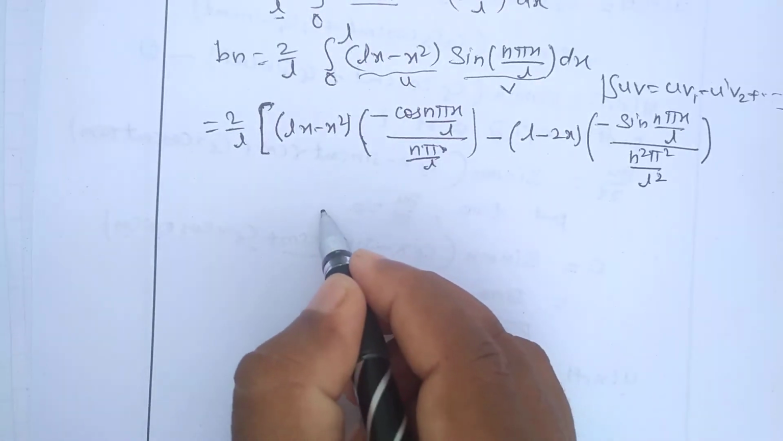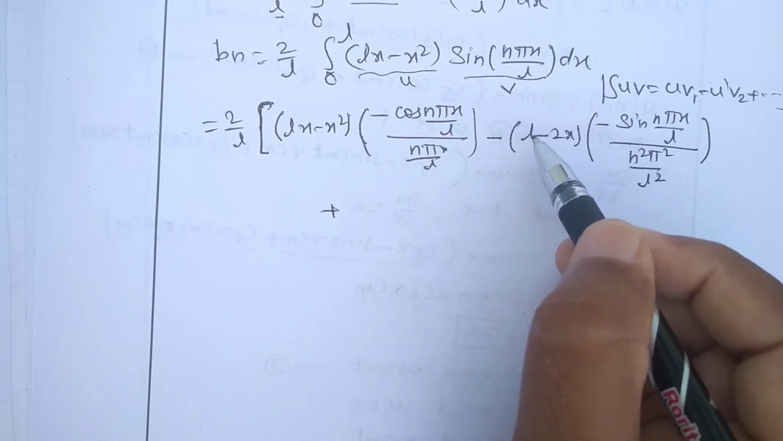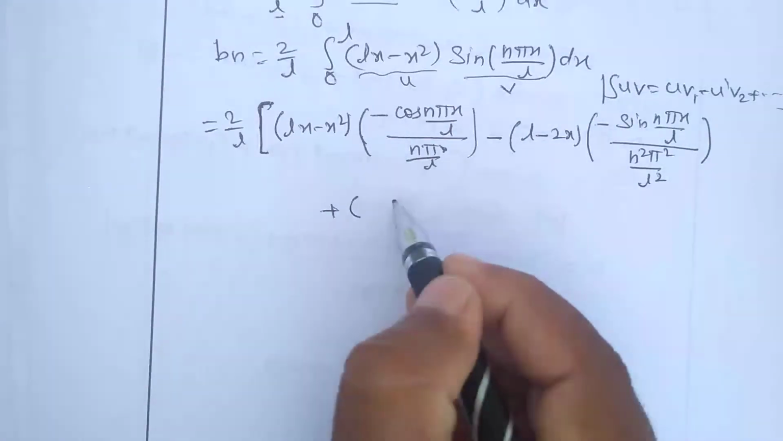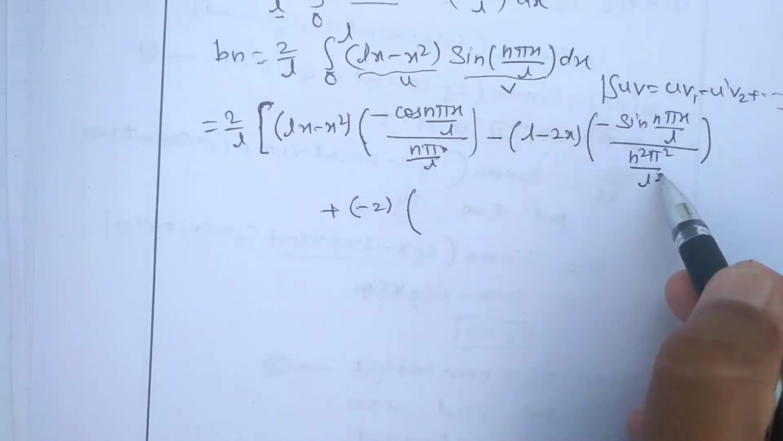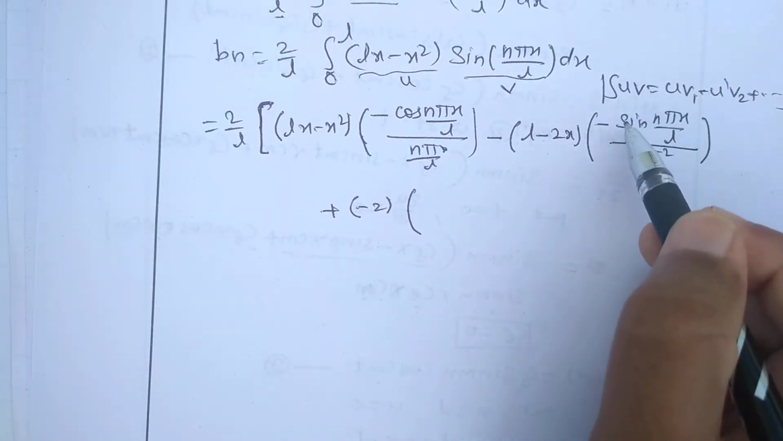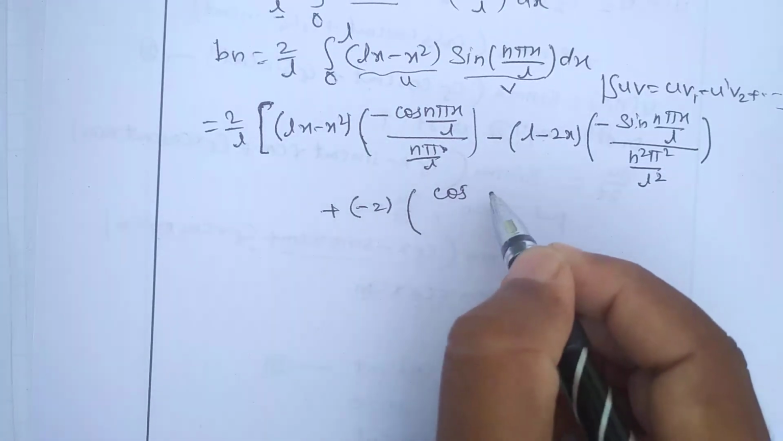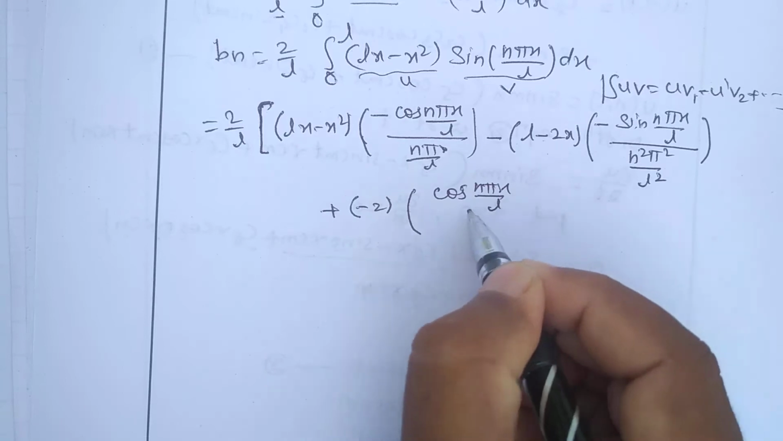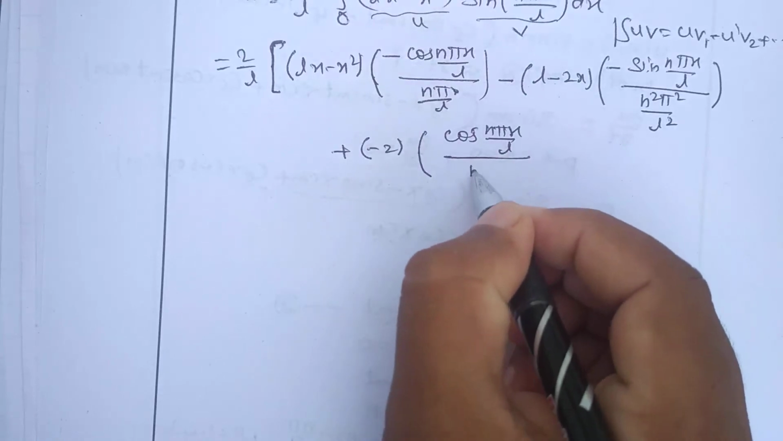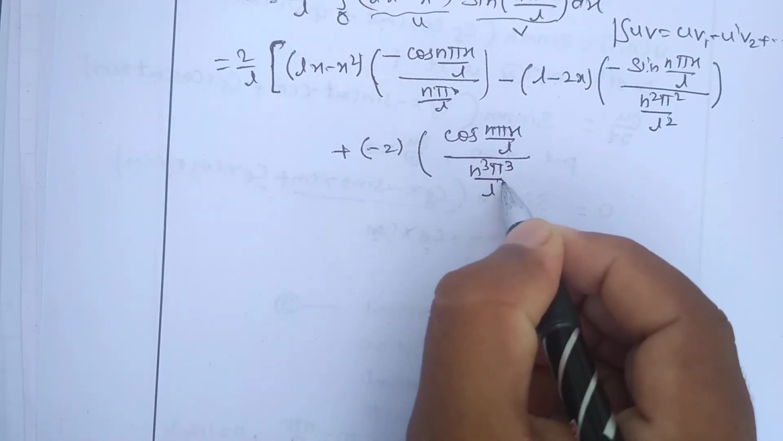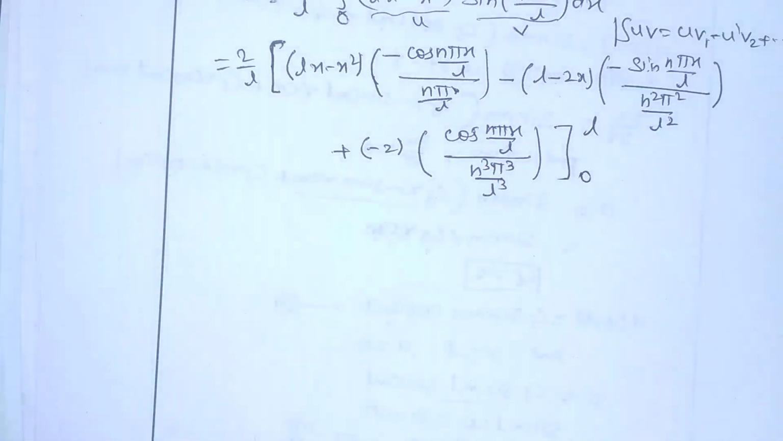Then plus, then next term is u double dash, that means derivative of this term. What is derivative of this term? Derivative of L is 0 and derivative of minus 2x is minus 2 into triple integration of v, that means integration of this bracket. So integration of this bracket is minus as it is and integration of sine is minus. So minus minus becomes cos of n pi x upon L upon n pi by L, but already n square pi square by L square is present. So you will get here n cube pi cube upon L cube. In that put the limits as 0 to L.